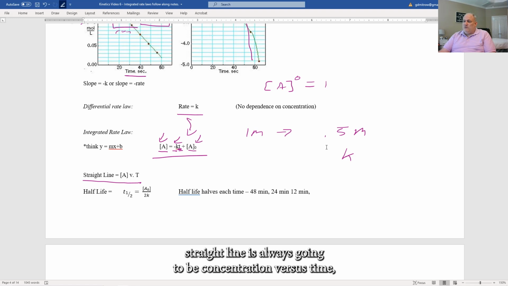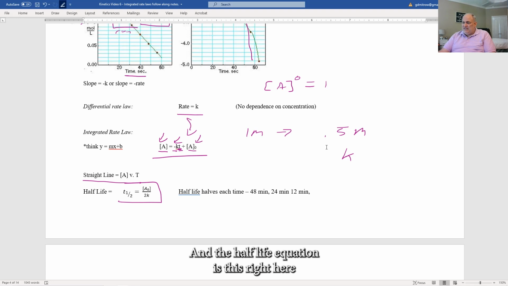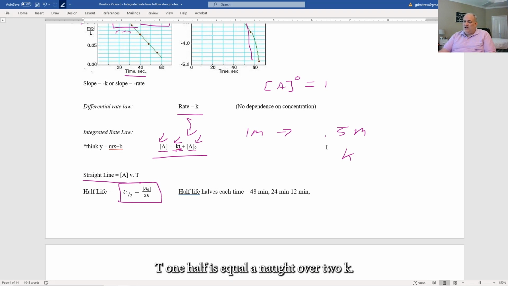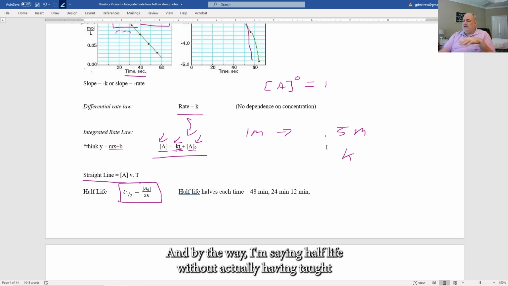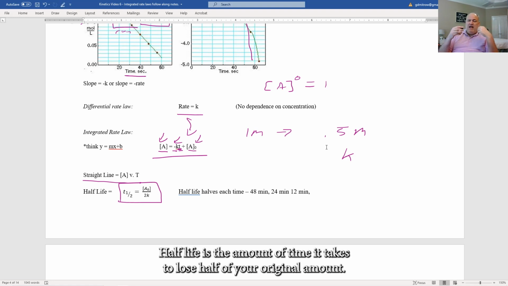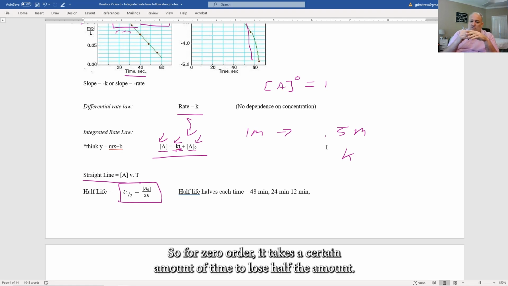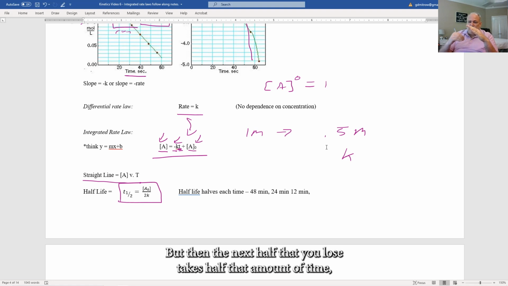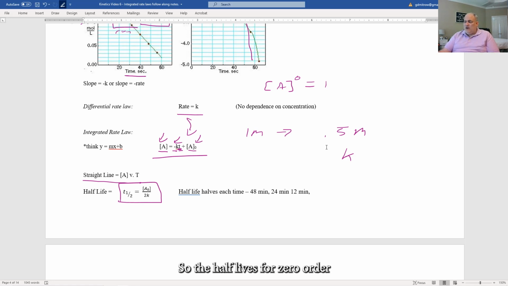Now, super fun fact, I've written this in this table so you can have it later. A straight line is always going to be concentration versus time for a zero order, and the half-life equation is this right here: t1/2 is equal to A naught over 2k. This is important because it's another way we can identify a zero order: the half-life. And by the way, I'm saying half-life without actually having taught you half-life. Half-life is the amount of time it takes to lose half of your original amount. So for zero order, it takes a certain amount of time to lose half the amount, but then the next half that you lose takes half that amount of time, and the next half takes half that amount of time. So the half-lives for zero order always get smaller by 0.5.